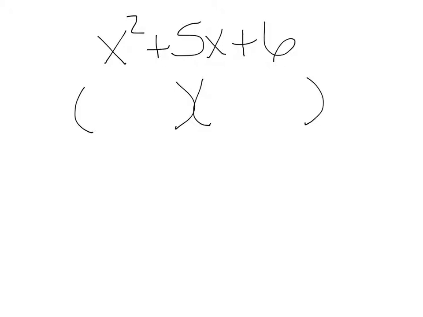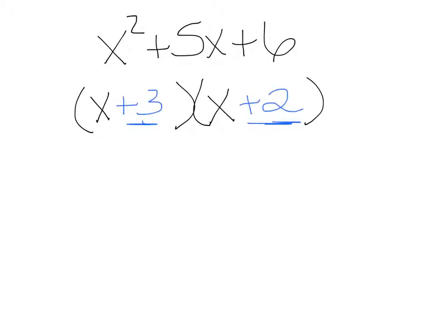It's easy to figure out the first terms because the only thing that you can multiply together to get x squared is x times x. But now we have to figure out what the two last terms are. From doing the FOIL method, we found out that it comes out to be plus 3 and plus 2.